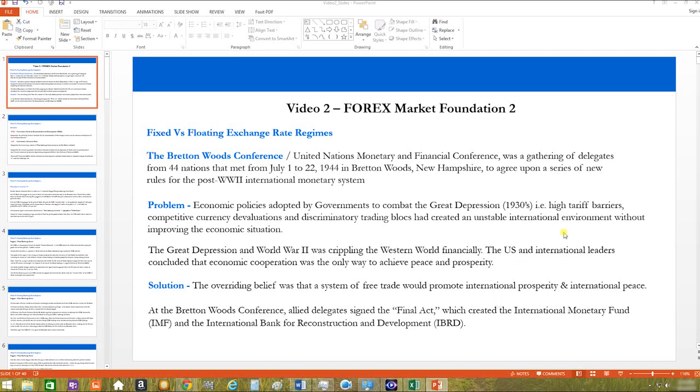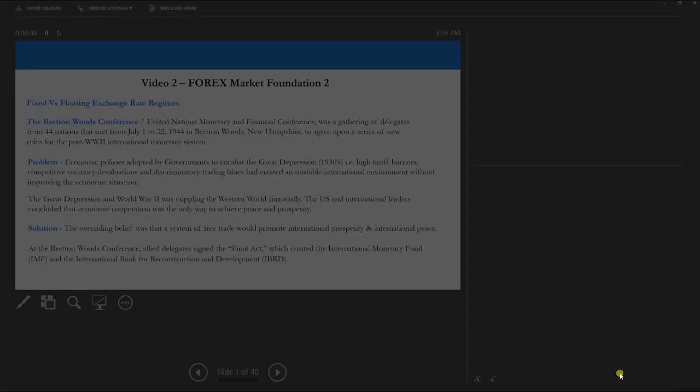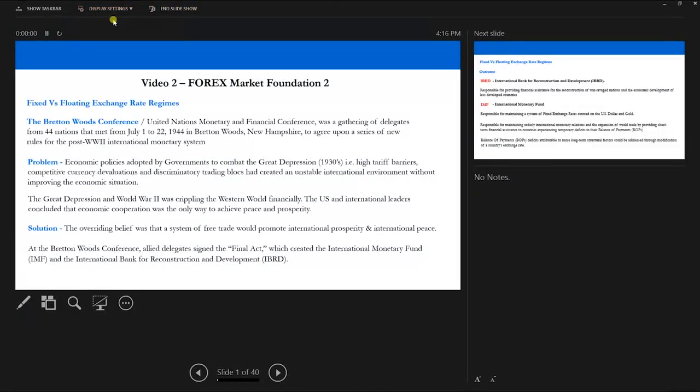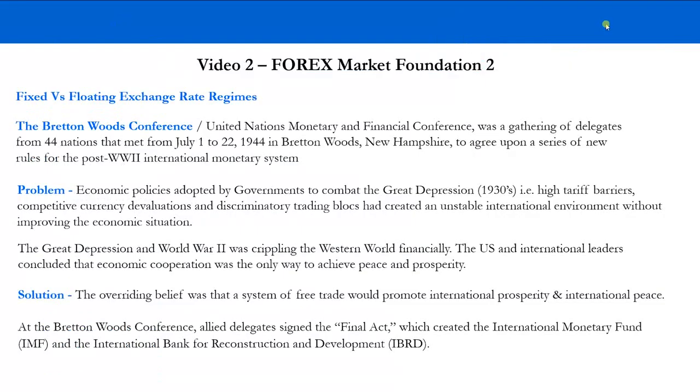So there's a lot of information to get through here. Why don't we maximize the screen and start going through the differences between fixed and floating exchange rates.